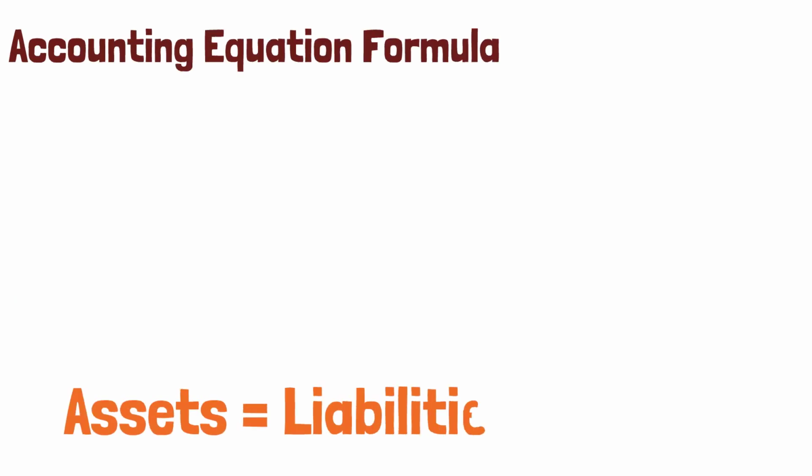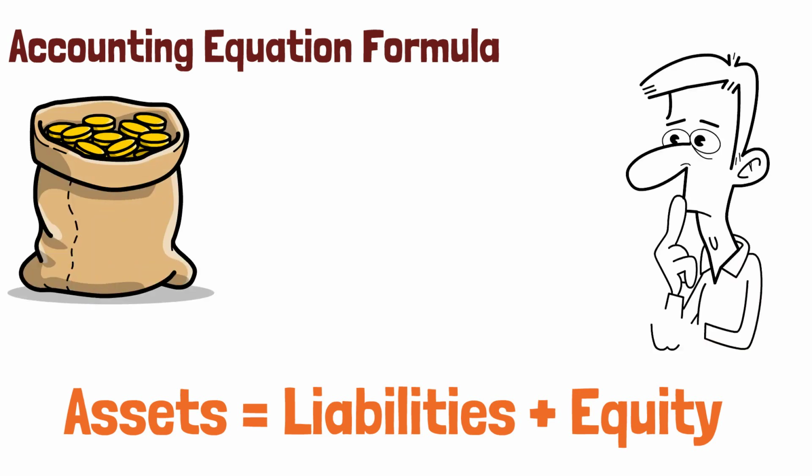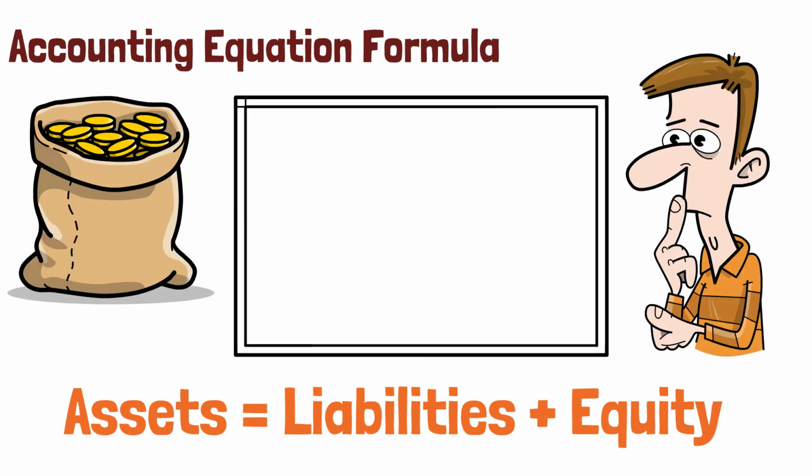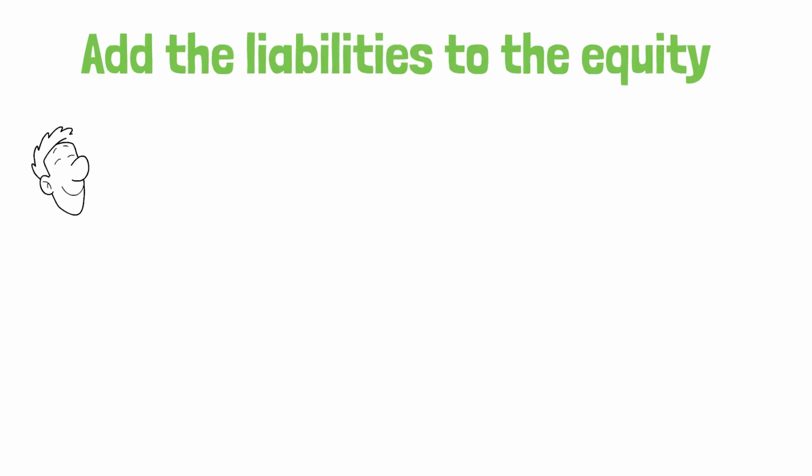Accounting equation formula. Assets equals liabilities plus equity. Within the balance sheet, you will find all you need to create this accounting equation. You can first find the total assets of your company, the total of all liabilities, and the total shareholders' equity. You add the liabilities to the equity and you'll get the sum total of all assets.